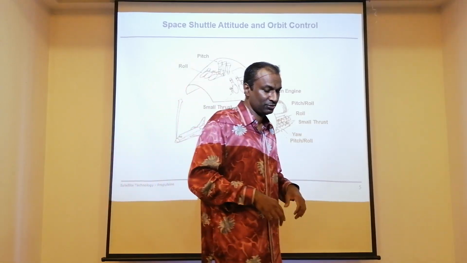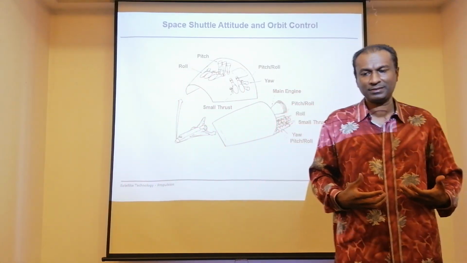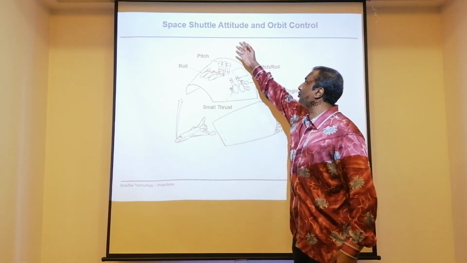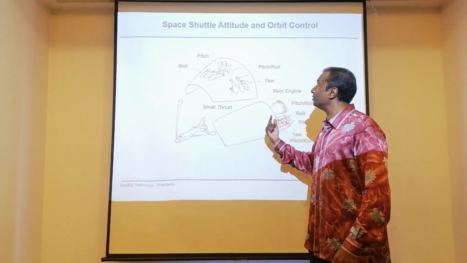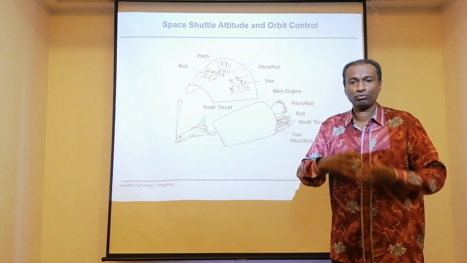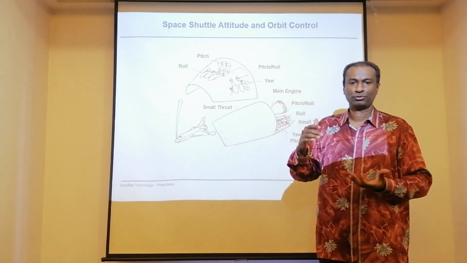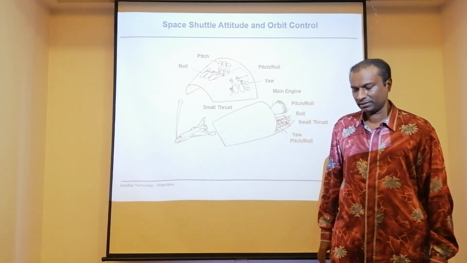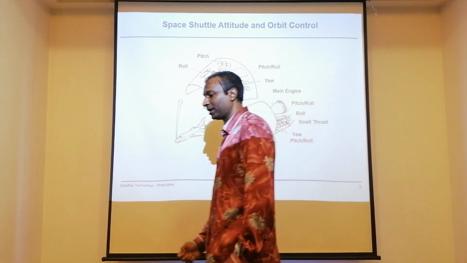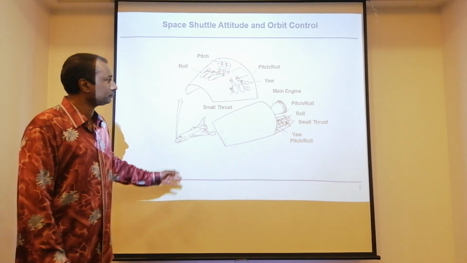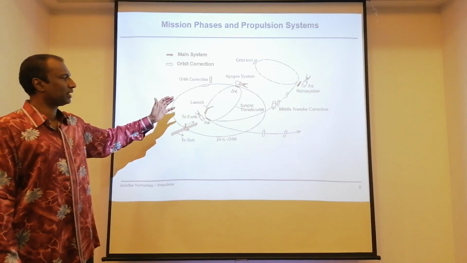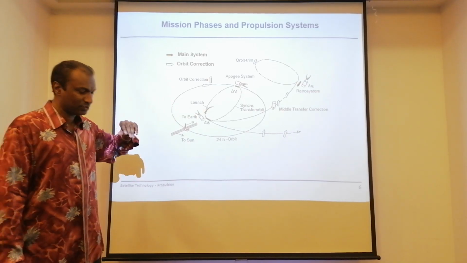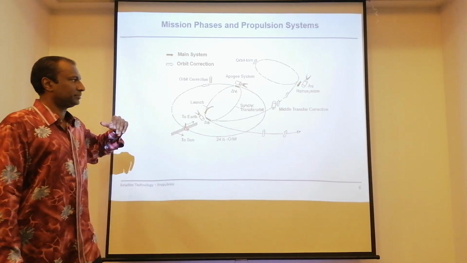So that's how you start using the thruster systems, whether to do your attitude, which, as I've said, is the rotational motion, or orbit control, which means orbit is a translation motion. So there are two functions that the propulsion system can give you. Got it?